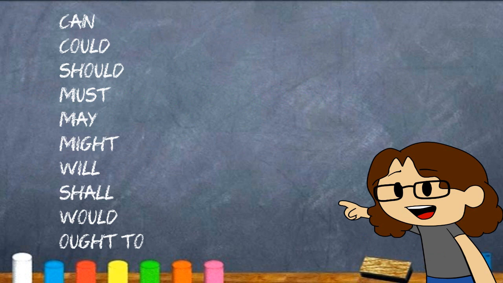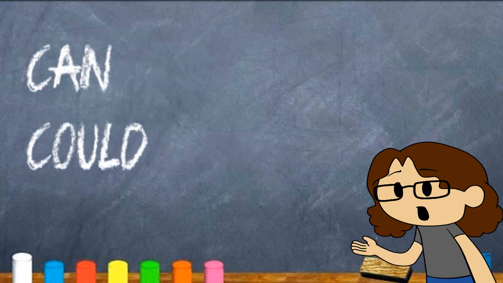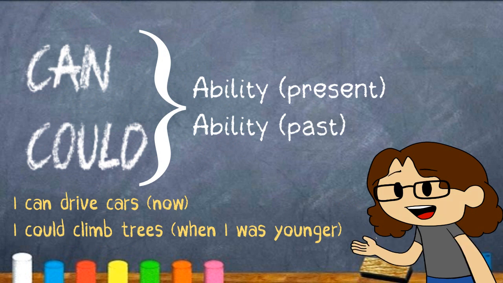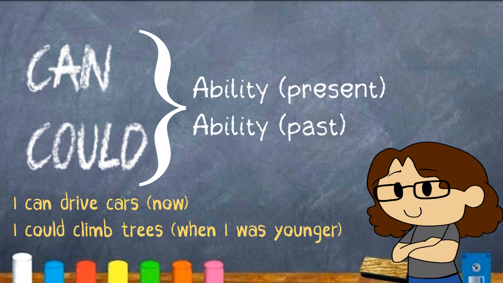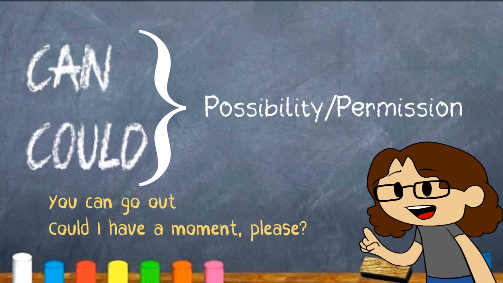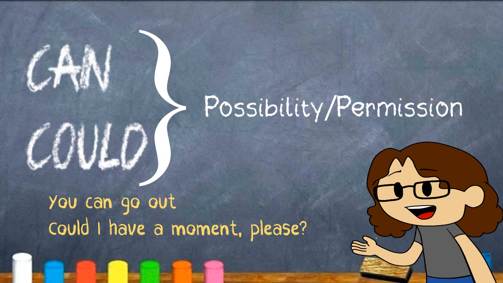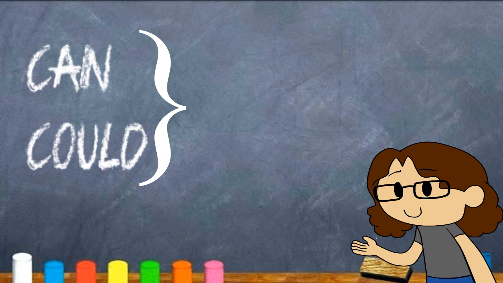These are the modal verbs that we are going to study. Can and could. They express an ability. Can is for the present and could is for the past. They can also express possibility and permission. Could being a little more formal or polite.